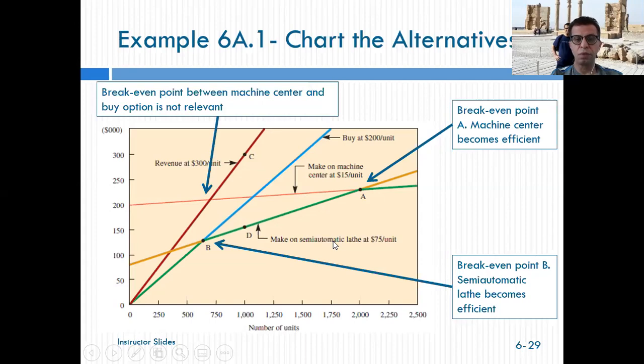And when it comes to the break-even point between the machine center and the buying option, the revenue is not really breaking even with the other. So the break-even point between the machine center and the buy option is not relevant, because you keep buying the $200 unit and you process it. So it's totally out of the picture. The options are between point A and point B, which one you would be going for.